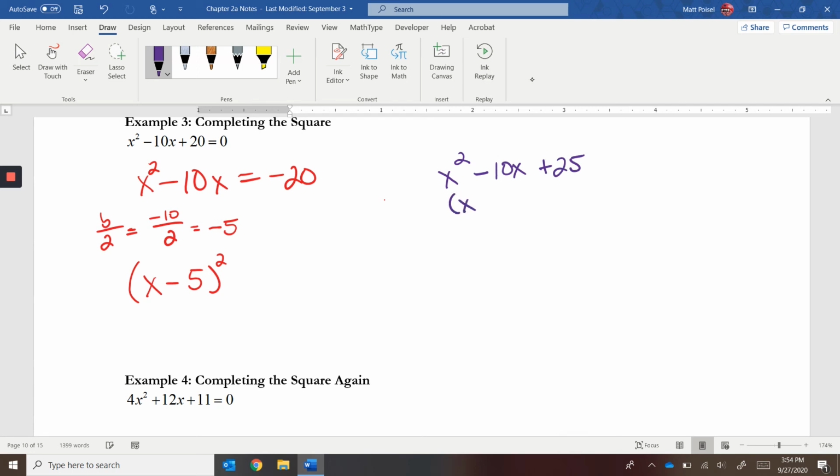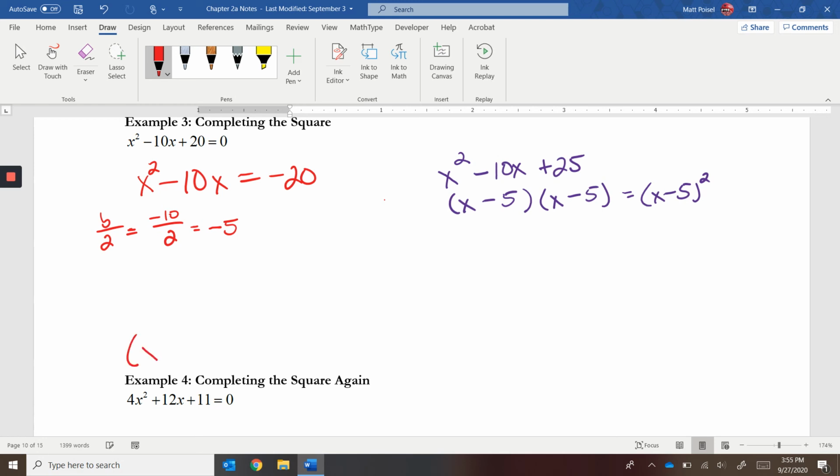Now, if we went through and factored this, we'd get x minus 5 times x minus 5, which is also equal to x minus 5 squared. Okay, that's how that shortcut comes into play. But going forward, I would really like to just see you guys take b over 2, and then just go ahead and write that as part of your answer, x minus 5 squared.